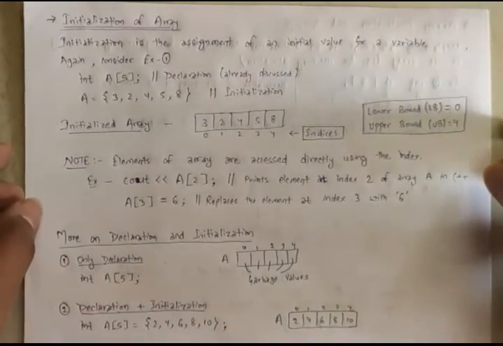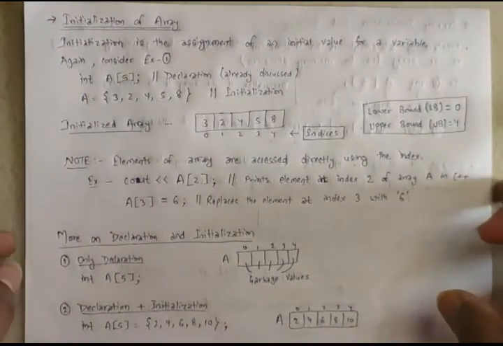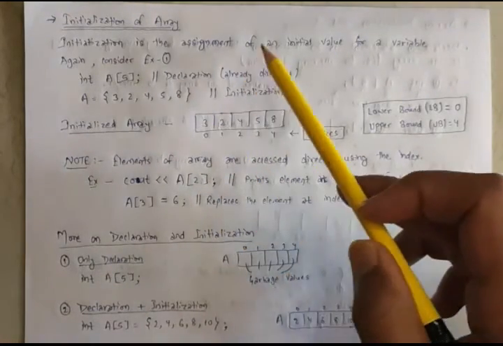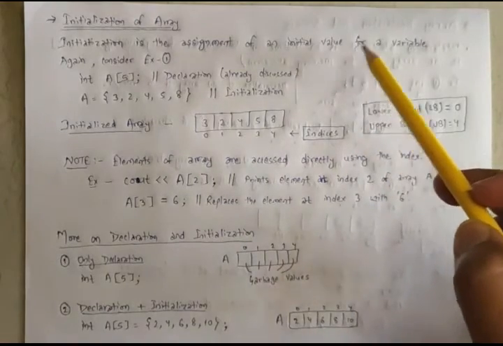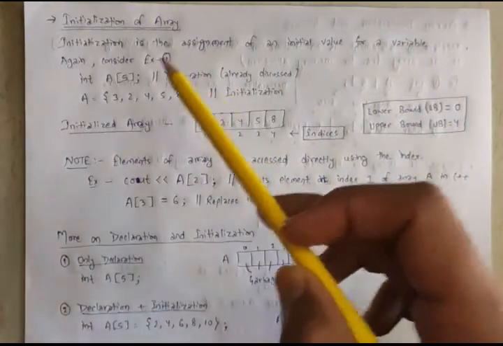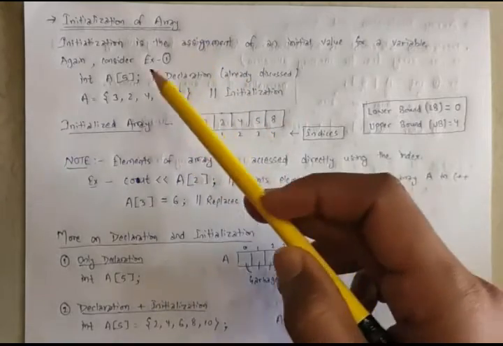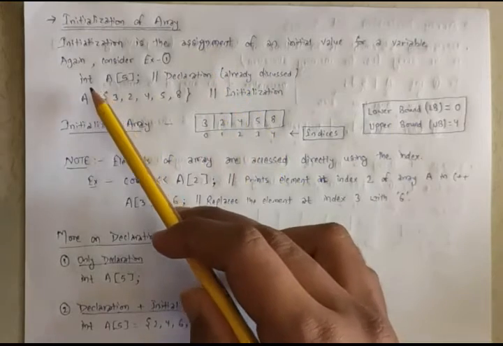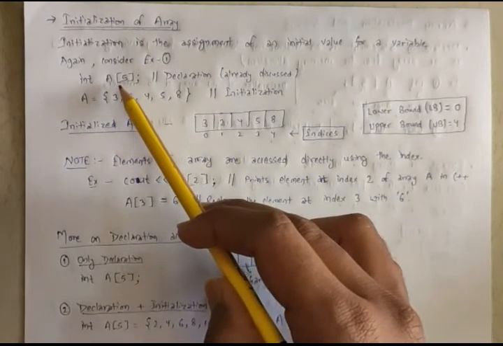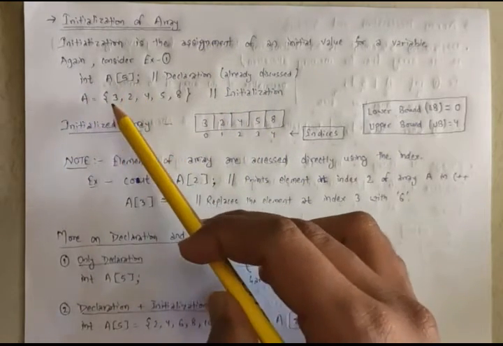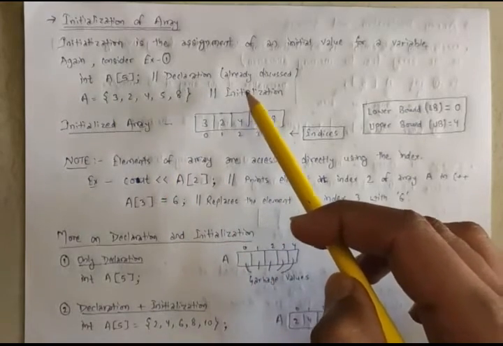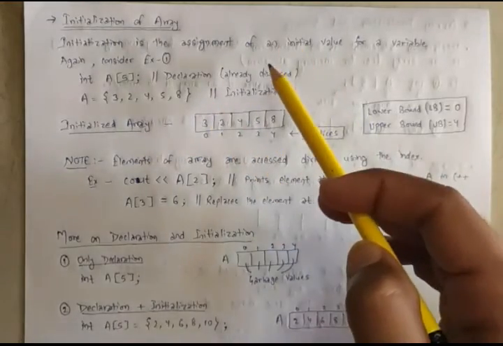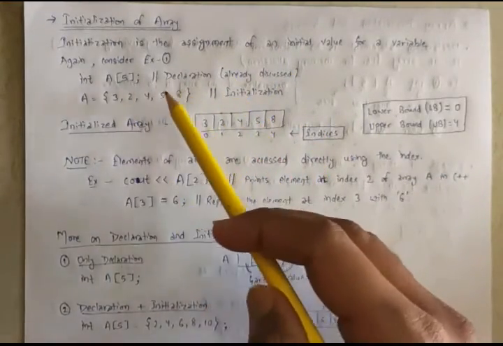Now we would move to the next topic, which is initialization of array. Initialization is the assignment of the initial value for a variable. For example, again consider example 1 in which we had declared one array of 5 integers. In initialization we basically assign the initial values for the array which it would store.